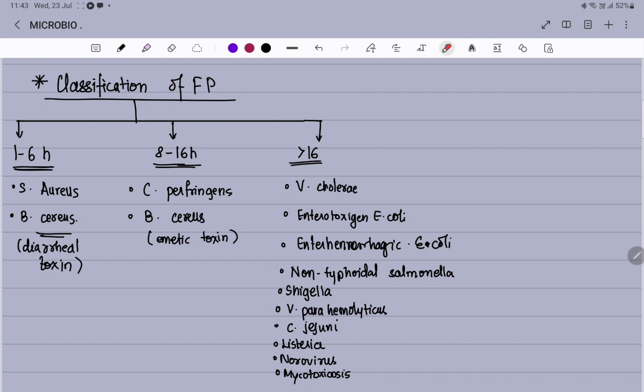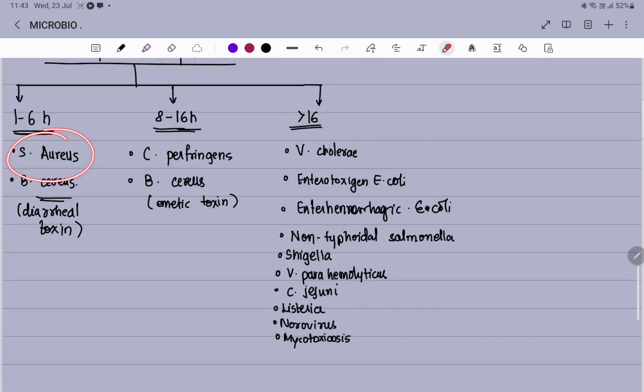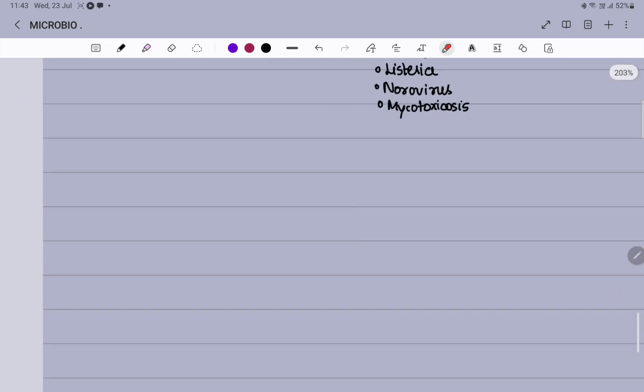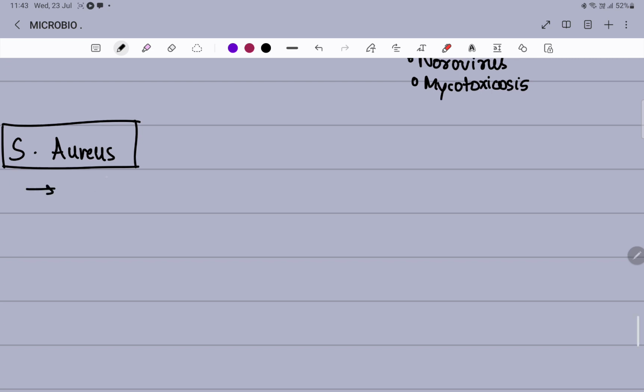Okay, now let us talk about Staphylococcus aureus in detail. As I said, let us discuss that. So S. aureus is the name of the organism. Staphylococcal poisoning is usually caused by contaminated food from an infected human carrier.